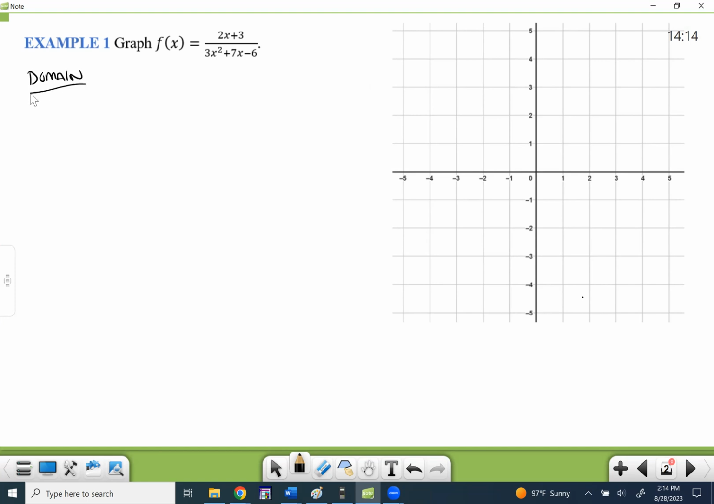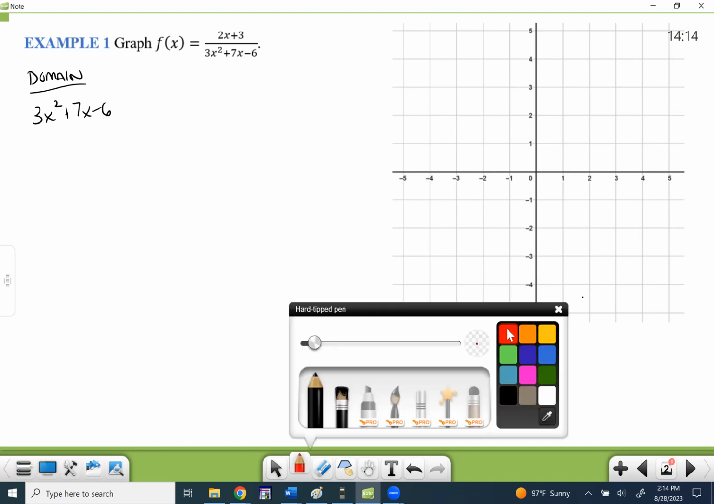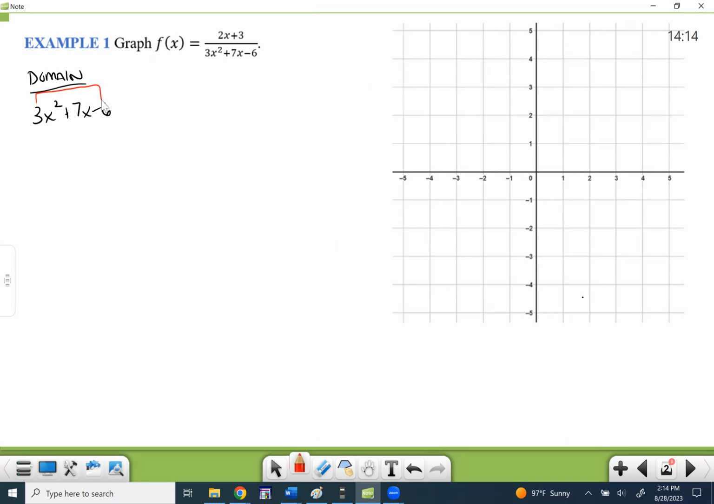So we're going to take 3x squared plus 7x minus 6, and we're going to see if it factors. We're going to use the AC method for factoring here. So we're looking for factors of a times c, which is -18. So things that multiply to make -18 that add up to +7. Well, that would be 9 times -2.